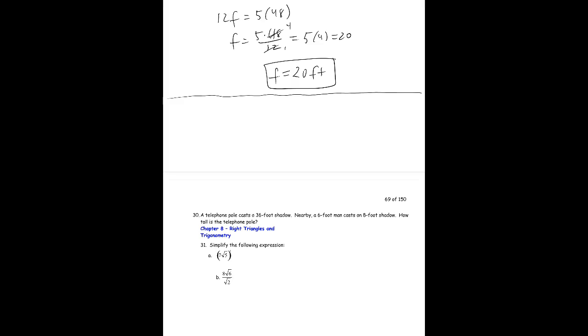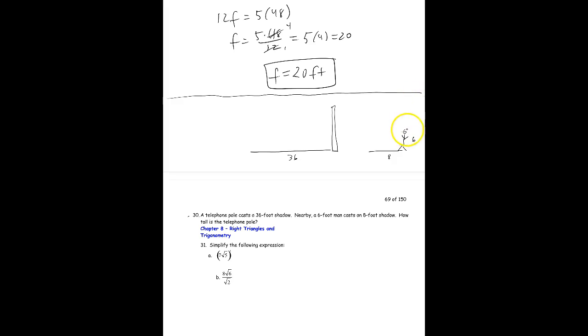Looks like my page is messed up, so I'm just going to draw this up here. I'm doing problem 30, but I'm going to do it up above it. A telephone pole will cast a shadow 36 feet long. So here's our telephone pole, here's our shadow, 36 feet. And over here we have a guy who's 6 feet tall, and he casts an 8-foot shadow.